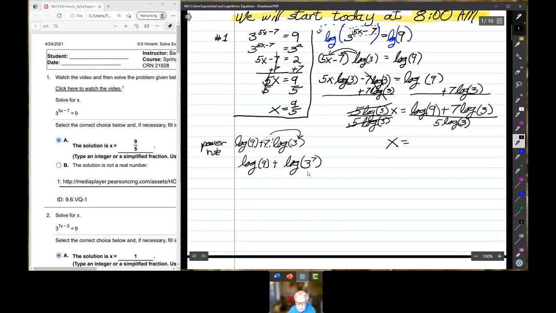3 to the 7th. Notice that the power rule says we can bring down the exponent when it's needed, and then we can put a number in front of the log up as an exponent. So this is a very good rule. Now, I have the log of 9 plus the log of 3 to the 7th power. So I'm going to use the product rule.